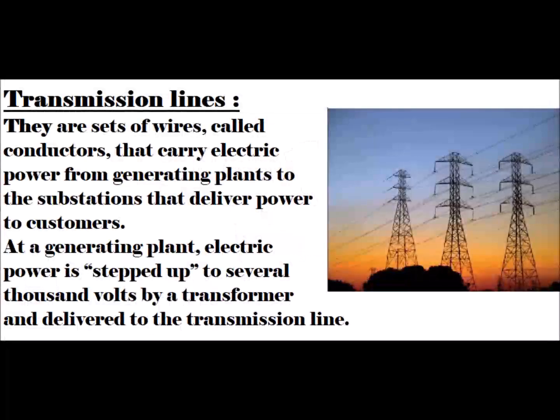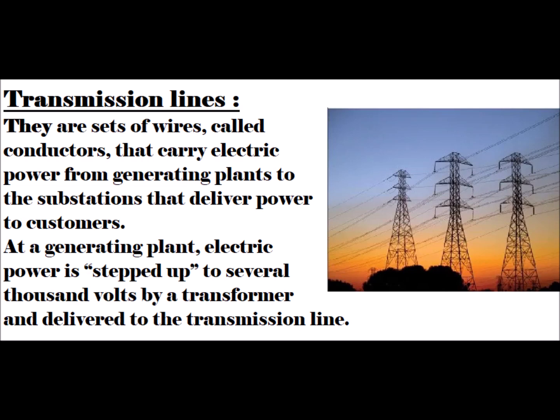In the previous slide we have seen how power is generated, where it is generated, and with the help of a transformer how the voltage is stepped up. The next question is how to transfer that power from the power generation point to the customer, and this is done with the help of transmission lines. So what are transmission lines? We can see here. They are sets of wires called conductors that carry power from the generating plant to the substation that delivers to the customer. Here you can see that the electric power is stepped up, that is, the voltage is increased to several thousand volts with the help of a transformer, and then it is delivered to the transmission line to reduce the power losses.